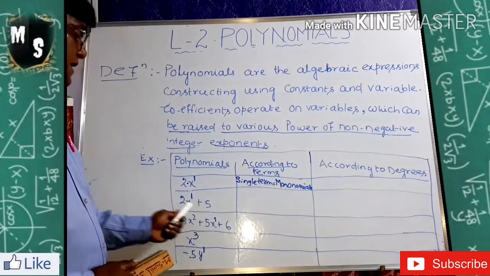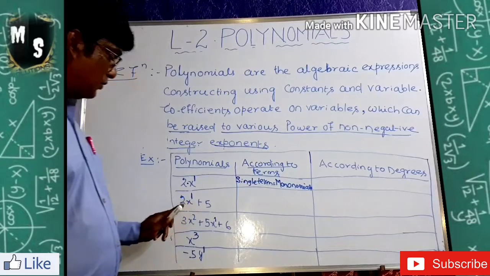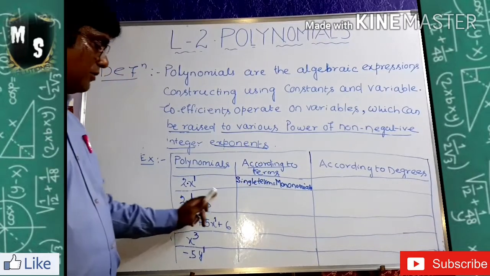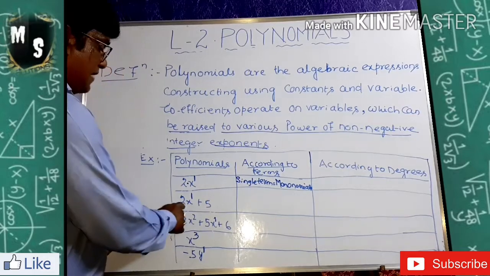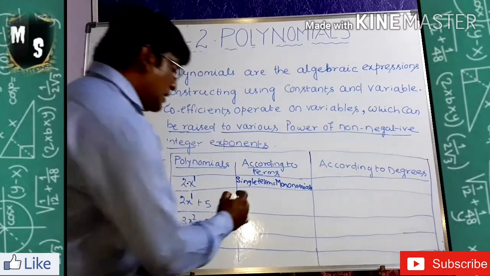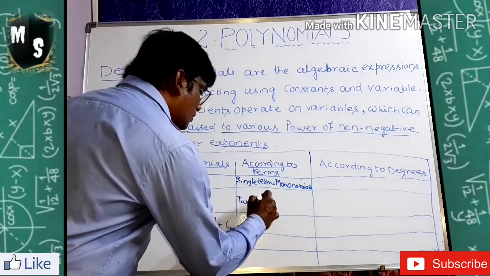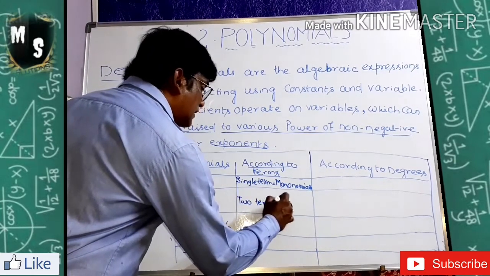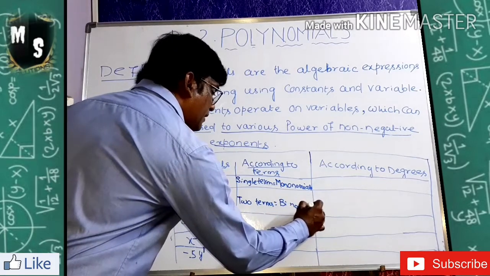Next, what is this? Having two terms. See, it is separated by the algebraic symbol plus. So my first term is this one, second term is this one. This second term is a constant, a pure number. So this is having two terms, and two terms are called binomials. These are called binomials.